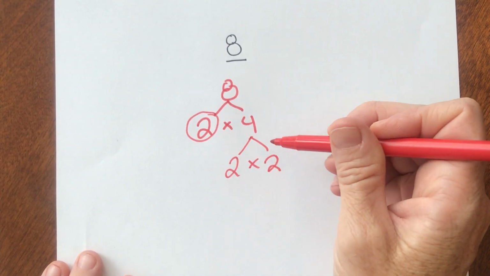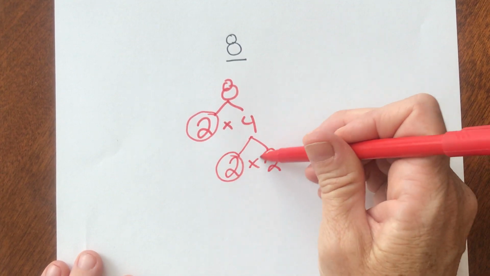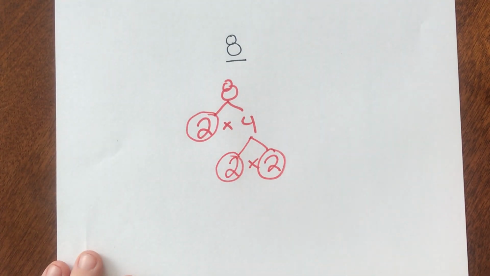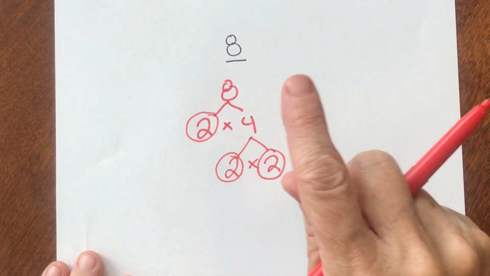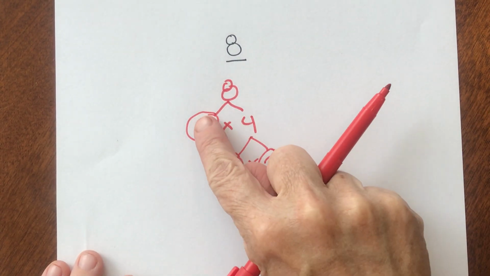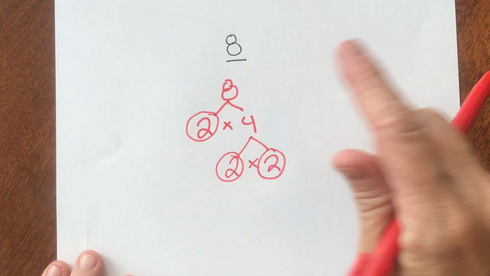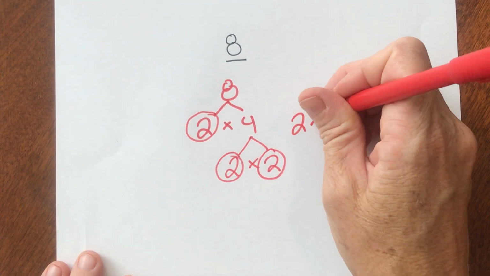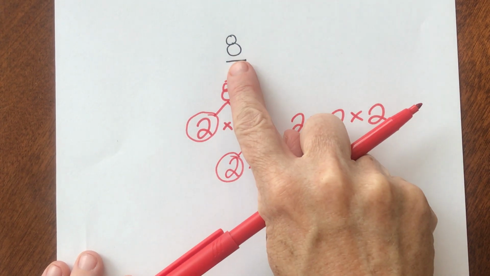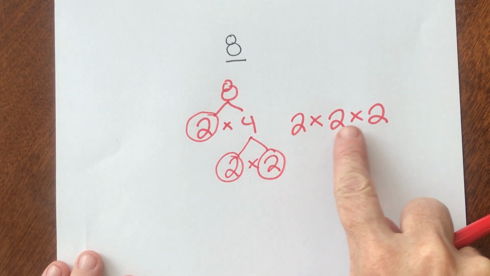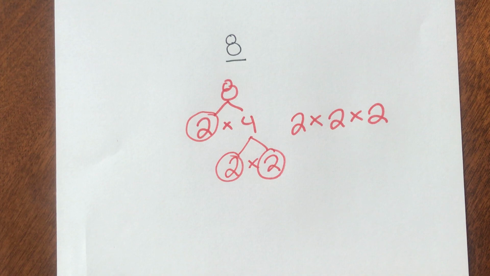2 times 2. And I've already realized that 2s I can't break apart. They're stuck. So all my branches ended up in my little apples. Now I'm going to take these prime factors and put them in order with multiplication signs. So my prime factorization of 8 is 2 times 2 times 2.